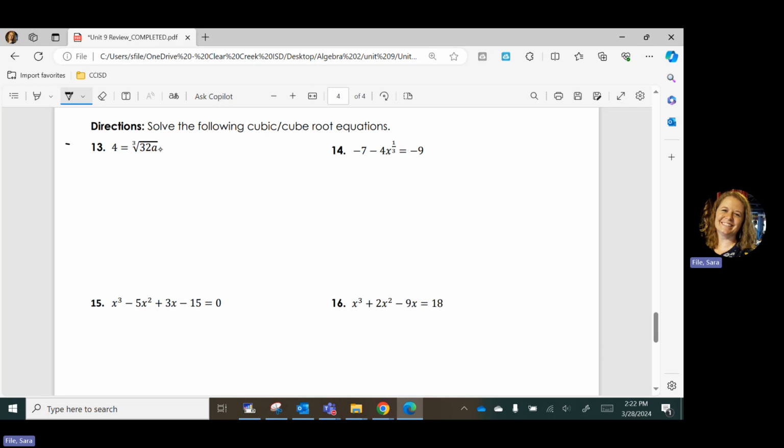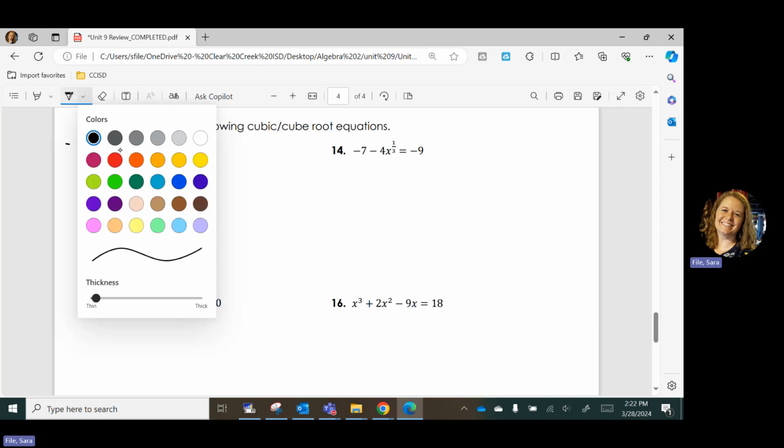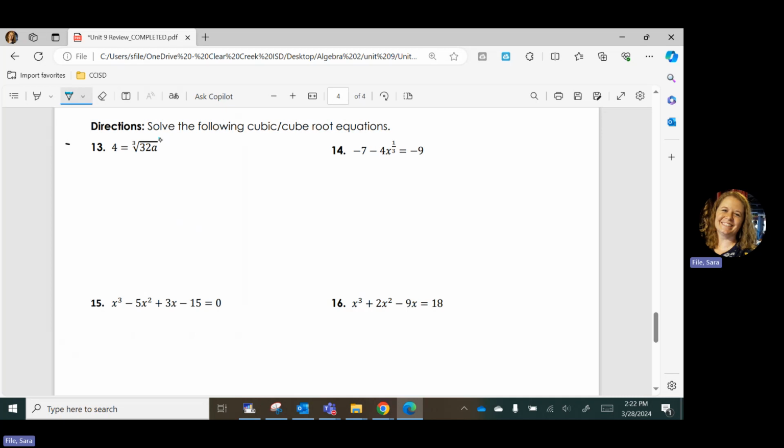We have isolated our cube root, so we are ready to cube both sides. So 4 cubed is, let's see, 64. And then that gets rid of it. So we're at 32a. And now we need to divide out that coefficient of 32. What you do to one side, you do to the other. 64 divided by 32 is 2.